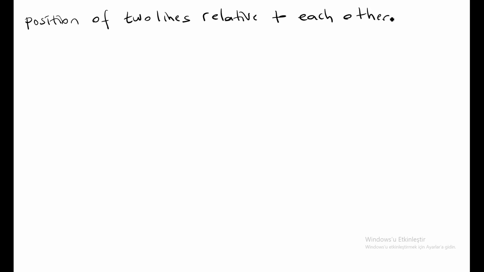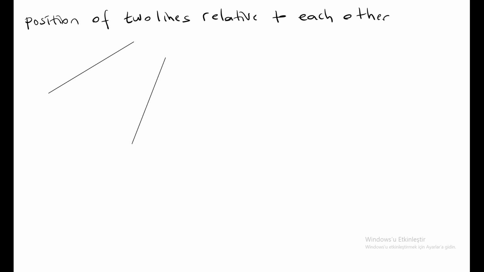Position of two lines relative to each other. Okay, so we have two lines, let's say this one and this one, two lines.